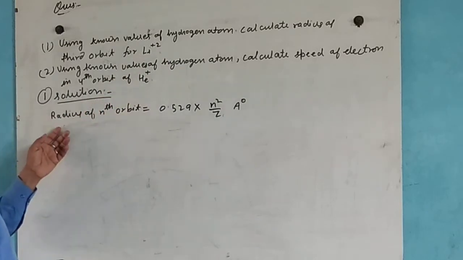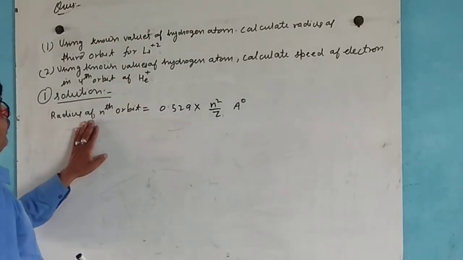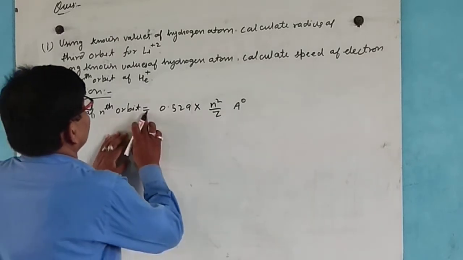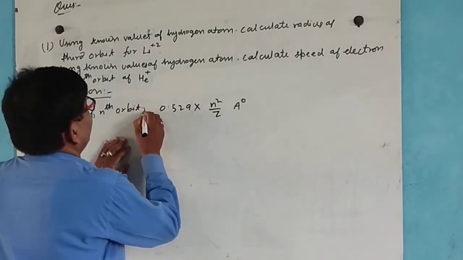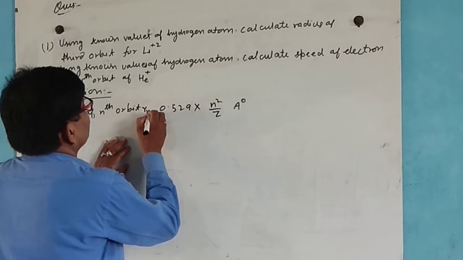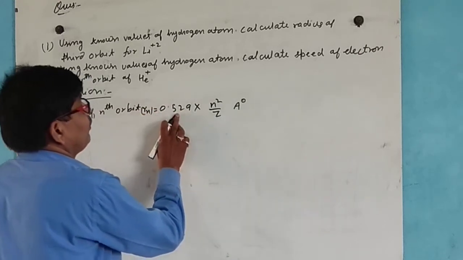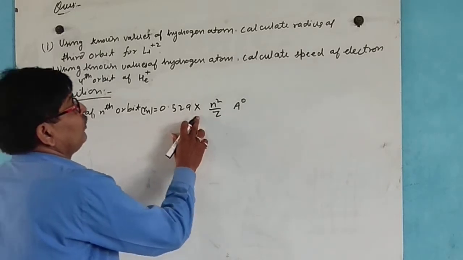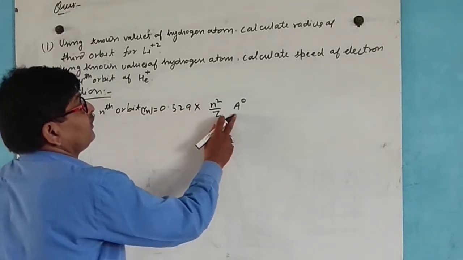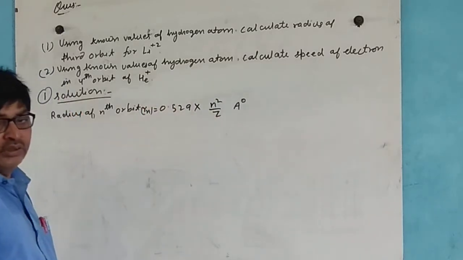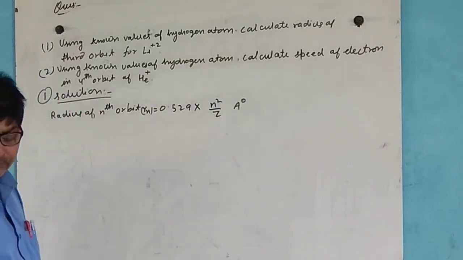plus 2. Here, radius of nth orbit Rn is equal to 0.529 into n square by Z. That value will come in angstrom.